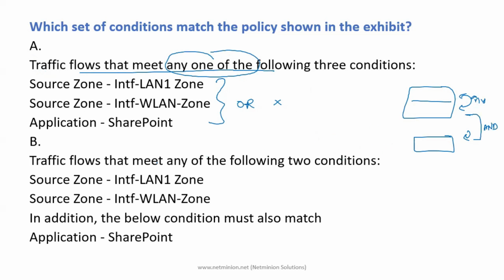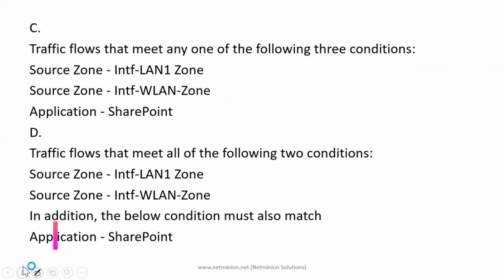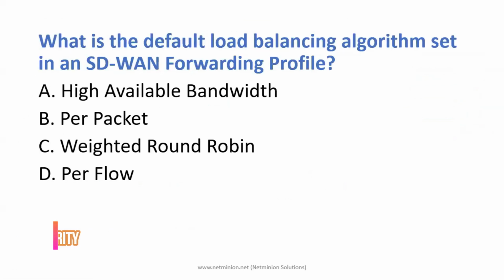Let's go to the B. Traffic flow that meets any of the following conditions. This is any of the flow conditions. In addition, must also match. So I hope the second one, B, is the correct answer. If I select the rest of them, probably you can check, but I will go for the B.